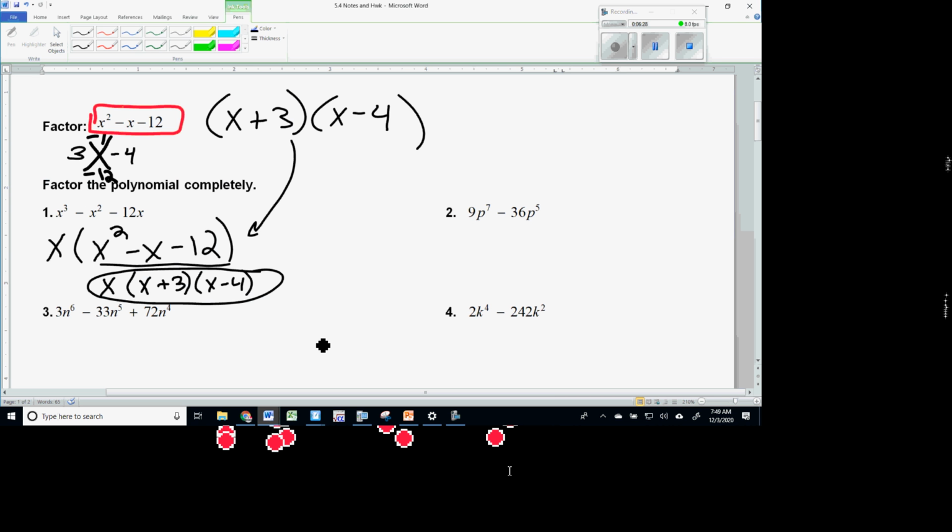Let's go here. Number 2. Let's look at just the p first. What would be the common factor for p to the 7th and p to the 5th? You can take out p, but you can take out a p to the 5th, okay? And then that's going to be p squared, and then there'll be nothing left over there. What's the common factor of 9 and 36?